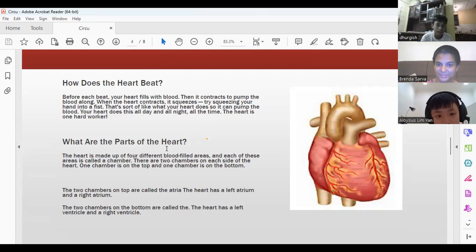The heart is made up of 4 different blood-filled areas, and each of these areas is called a chamber. There are 4 chambers.